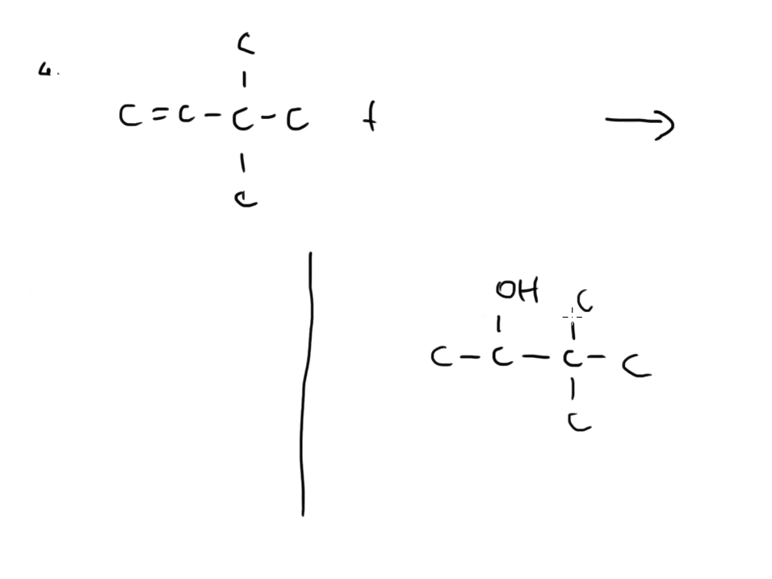The issue, just like before, is if we did anti-Markovnikov, that doesn't fix our problem, because the anti-Markovnikov addition would put the OH group on the left-hand side, not on this one, and that's not where we want it either. So anti-Markovnikov is not the simple answer here.